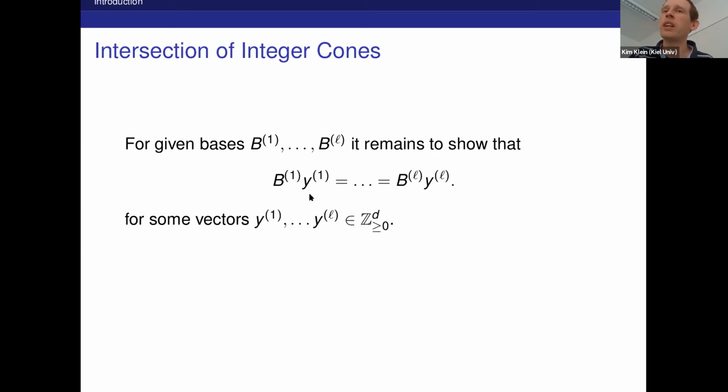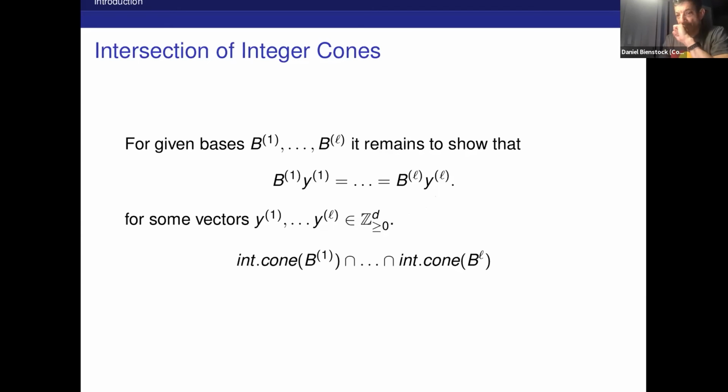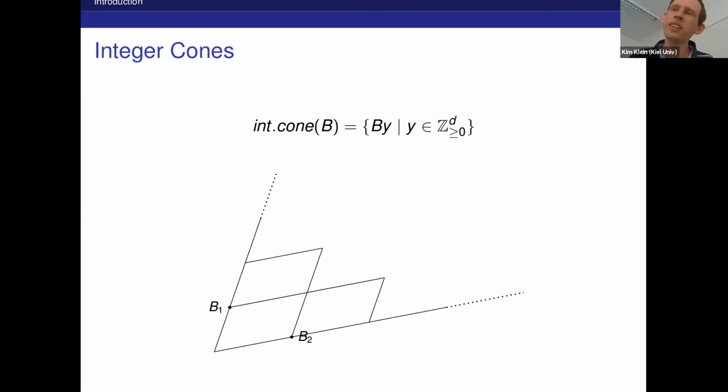But now we would like to find those y vectors such that all bases intersect in this single point. And what this problem actually is, is just intersection of integer cones. And the integer cones have our bases from the basic feasible solutions. So what is an integer cone? Let me just briefly tell you. This is just like taking all possible positive vectors and multiplying by B. So you can think of a lattice, and the integer cone is just the positive orthant of the lattice.